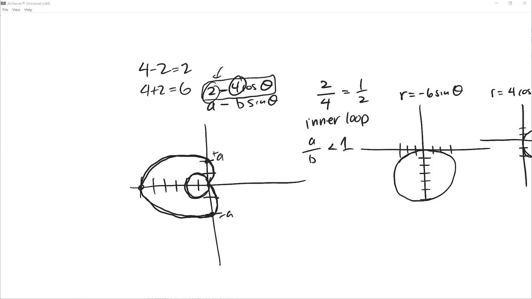So negative cosine would be on the negative side. If it was a plus cosine, it would be on the right side. If it was a plus sine, it would be above, and if it was negative sine, it would be on the bottom.